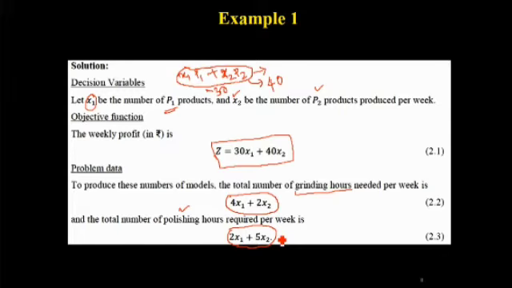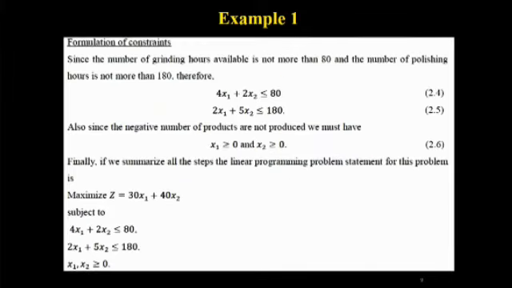So that will give you the constraint. Since the number of grinding hours available is not more than 80 and the number of polishing hours is not more than 180, therefore the first constraint will be 4x1 plus 2x2 less than or equal to 80. The second constraint will be 2x1 plus 5x2 less than or equal to 180. So these are the constraints.